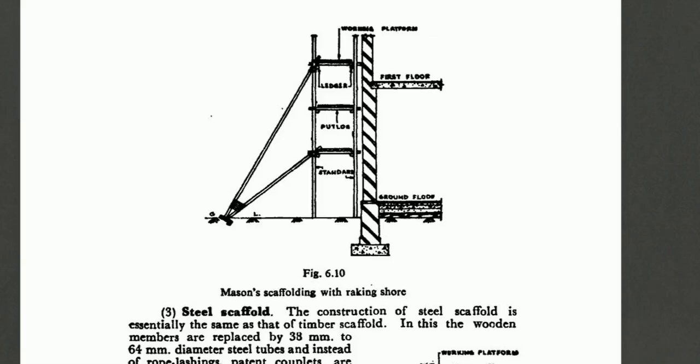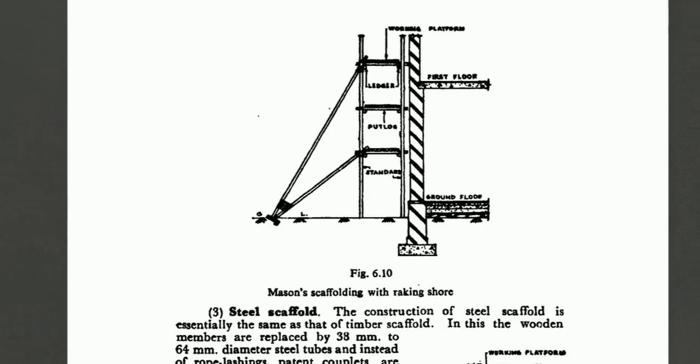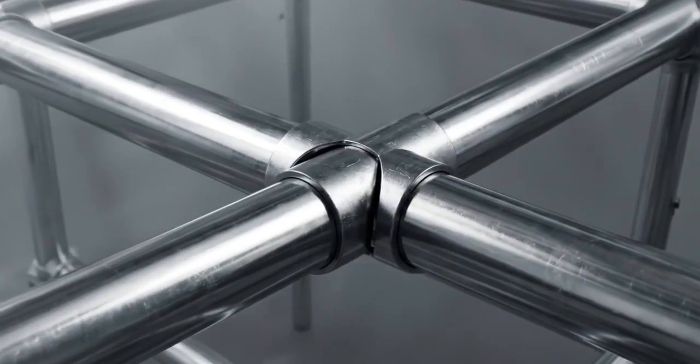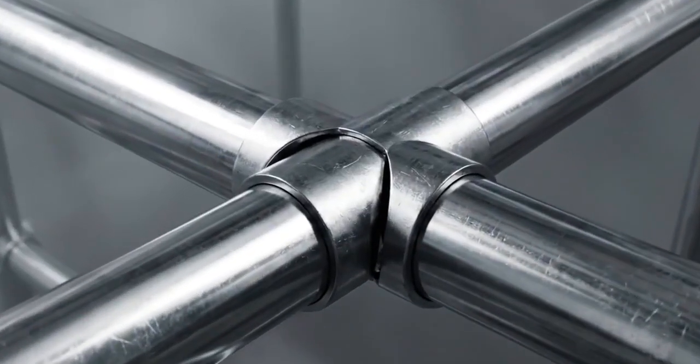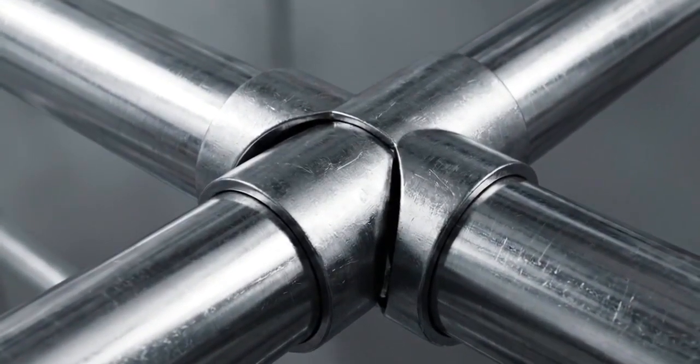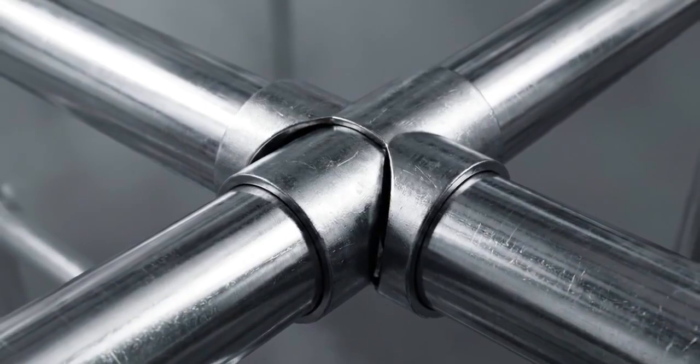The top diagram details this independence. Instead of one frame, the structure uses two identical frames of standards and ledgers. One sits against the wall, the other is 1.5 meters away, relying on heavy raking shores to hold the system steady. As commercial building scales expanded, timber limitations became a liability. The industry required materials supporting the demands of high-speed, high-load construction.